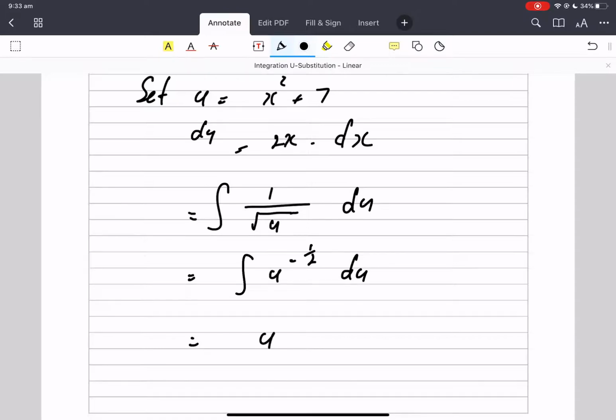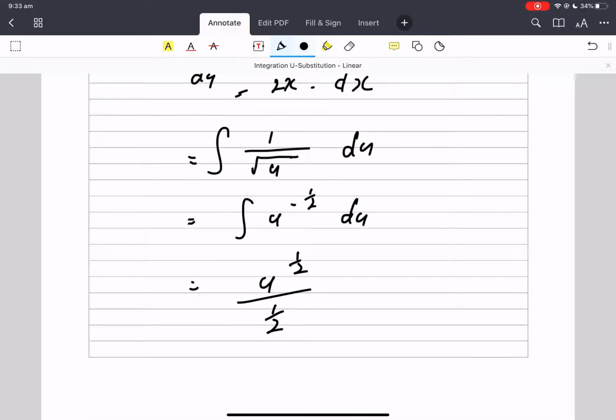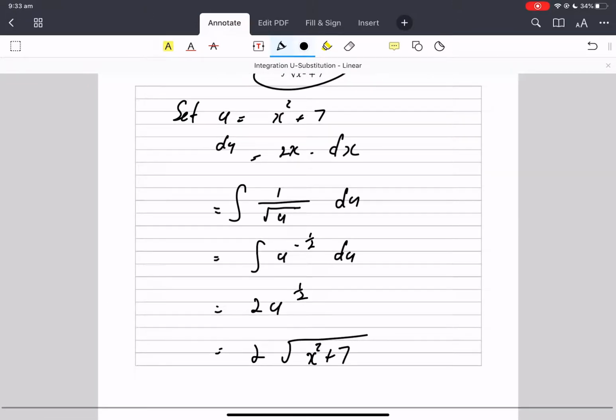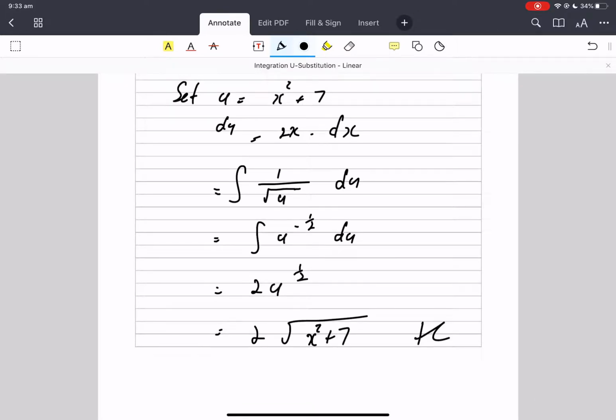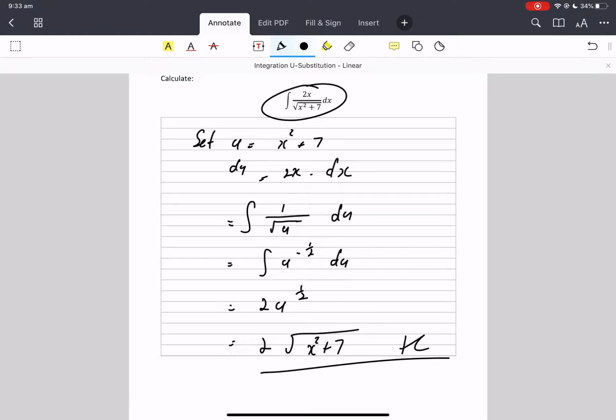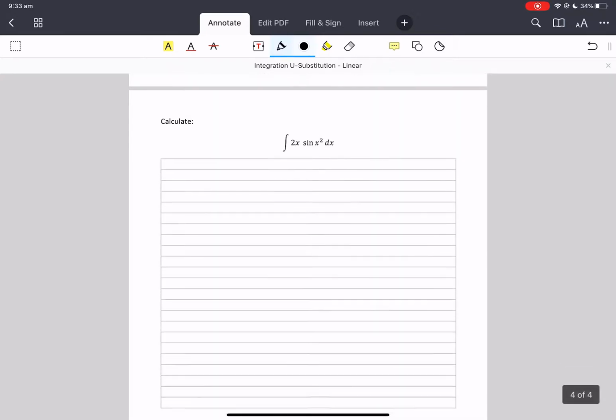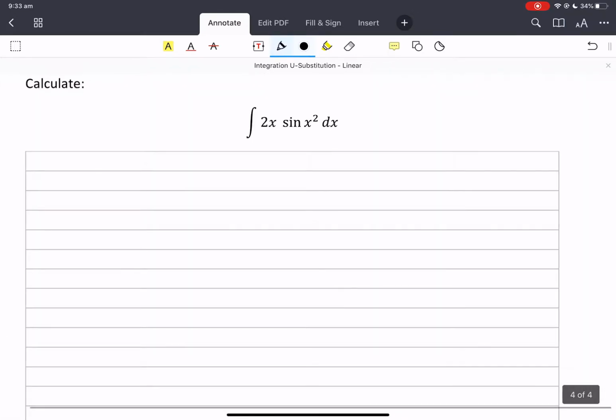Okay, so it's going to be u to the minus a half plus 1 on a half, and clearly on a half is just going to be 2. So it's going to be 2 root u. What was u? Plus c. Sweet, so that is linear U-Substitution. You need to do some practice before we get onto trigonometry.